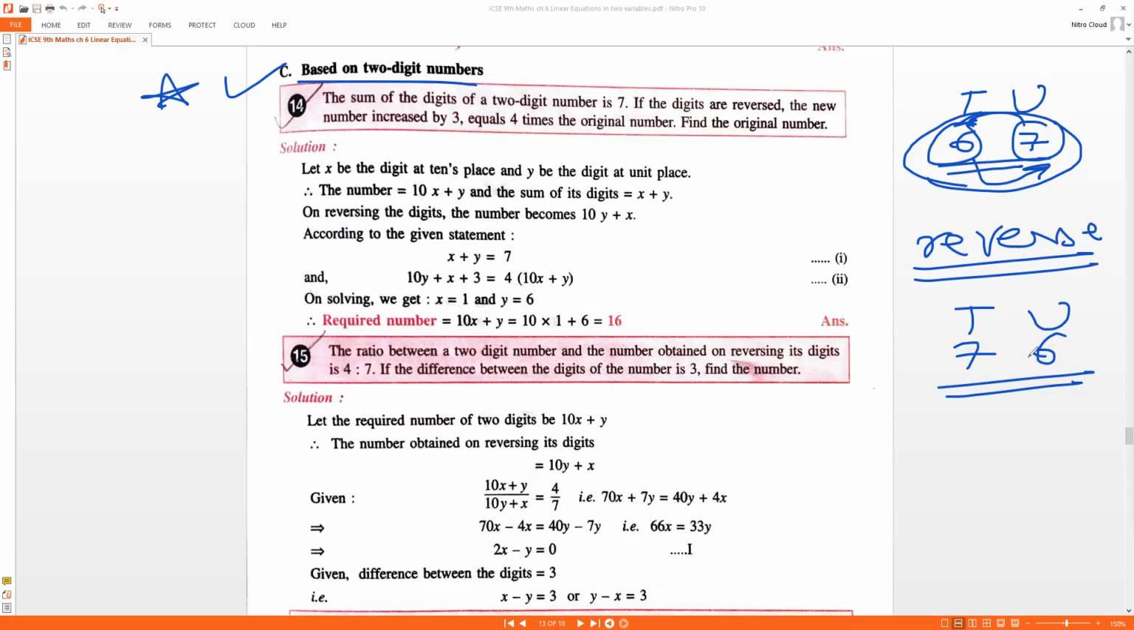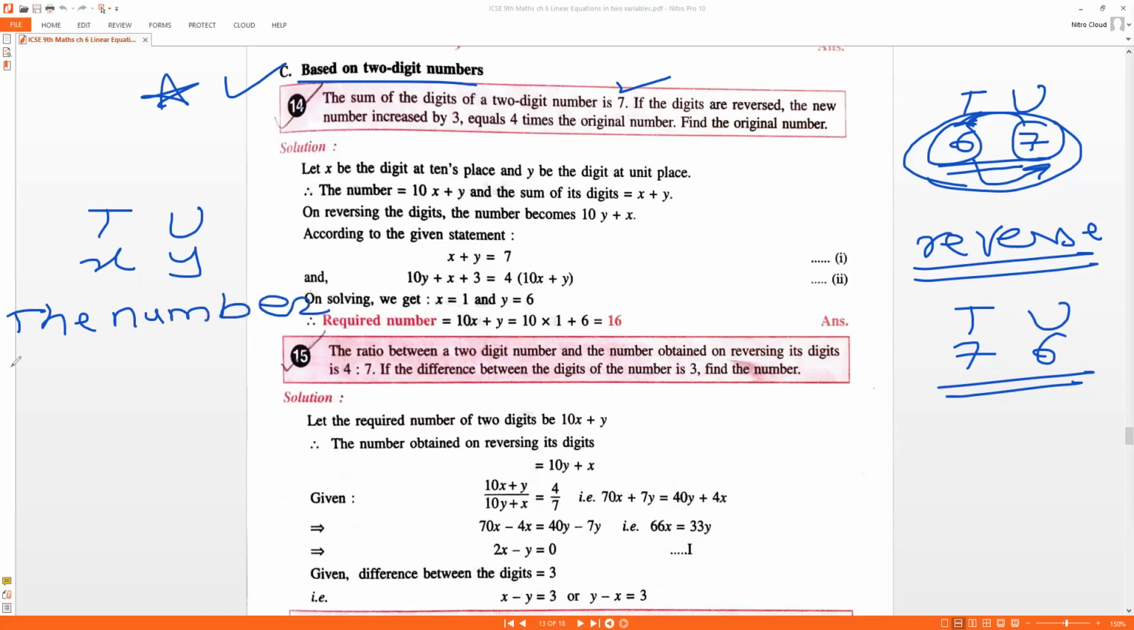Now, one more thing to note. Let me explain again. So let us say we have units and tens. Let me read the question and then I'll explain. The sum of the digits of a two-digit number is 7. So what we will say, let the digit in units place be y and the digit in tens place be x. In fact, this is not the number. These are just the digits.